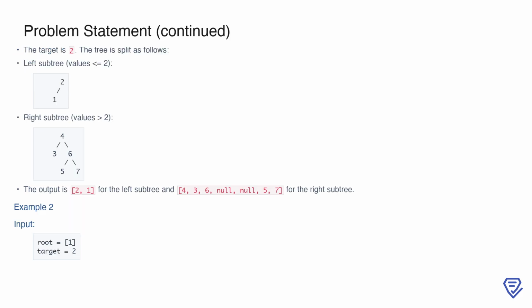Now, when we split the tree using the target value of 2, the left subtree will consist of nodes with values less than or equal to 2, which forms the tree rooted at 2 with 1 as its child. For the right subtree, we include all values greater than 2. This forms a tree rooted at 4, with 3 as its left child and 6 as its right child. Below 6, we still have 5 and 7 as its children. The output for this example is two lists, 2, 1, for the left subtree and 4, 3, 6, null, null, 5, 7, for the right subtree. This split preserves the binary search tree properties in both subtrees.